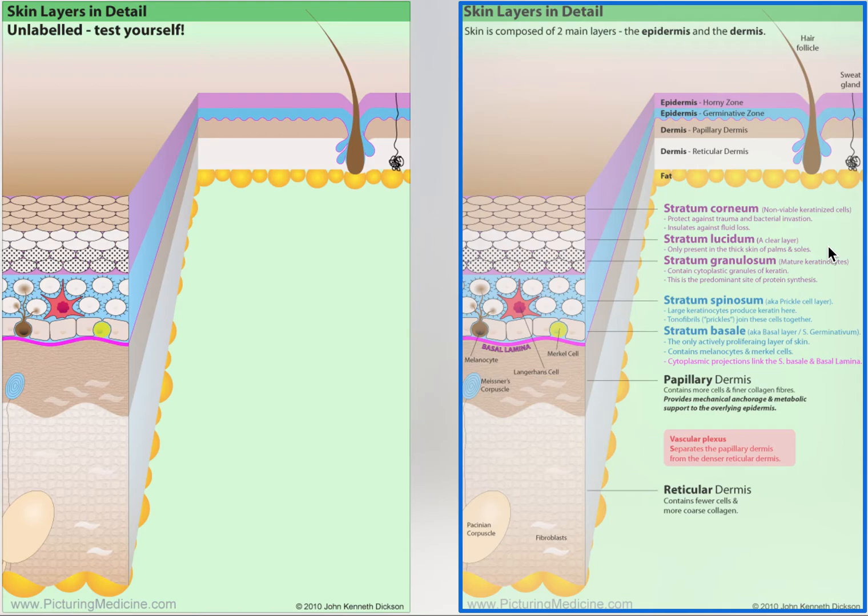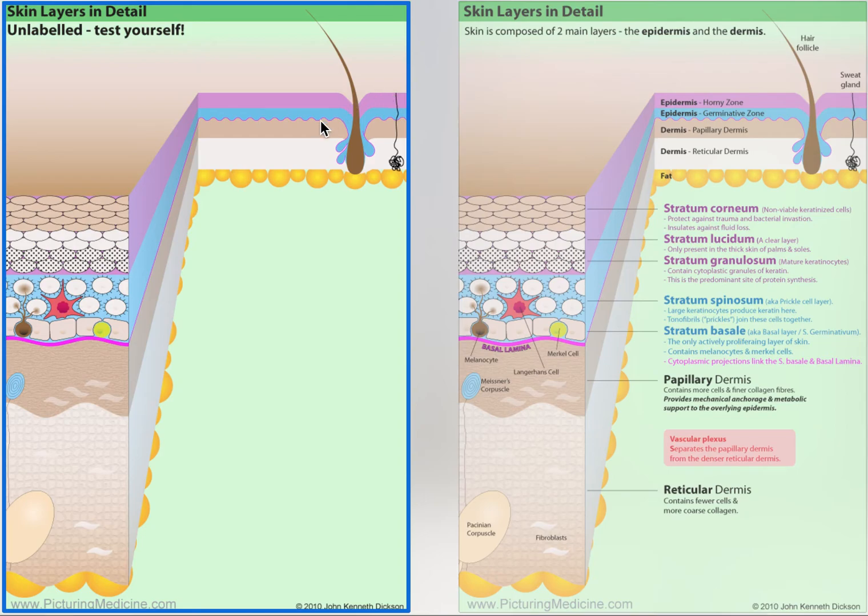Just a bit about the large 95% of the skin, which is the dermis. We've got that papillary layer. This is the upper of the two, the more superficial, contains more cells, finer collagen fibers, and it provides the mechanical anchorage and metabolic support for the overlying epidermis. And then underneath, the reticular dermis, which contains fewer cells, and it has more coarse collagen. And these two layers are separated by the vascular plexus, a system of blood vessels there. So that's an overview of what the skin is like in terms of anatomical layers.